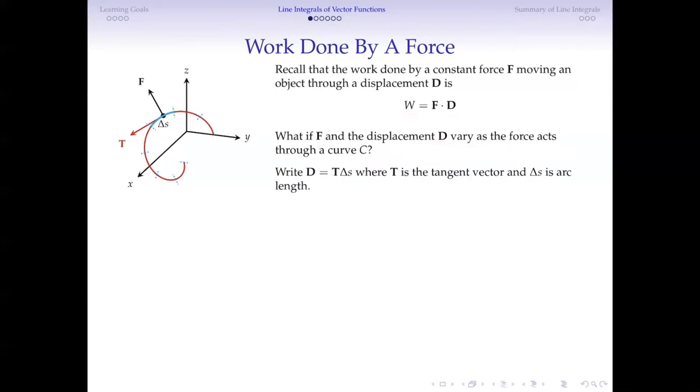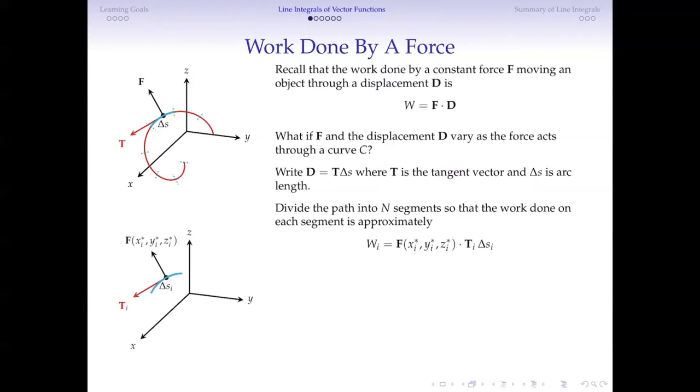In this case, I want to take the curve over which the force acts, and as the diagram indicates, I'm going to divide it into little pieces. In each one of those pieces, the displacement is roughly the unit tangent, T, times the arc length of the little segment. So that's a vector, right? Delta S is a scalar, T is a vector. So the displacement is the unit tangent times delta S.